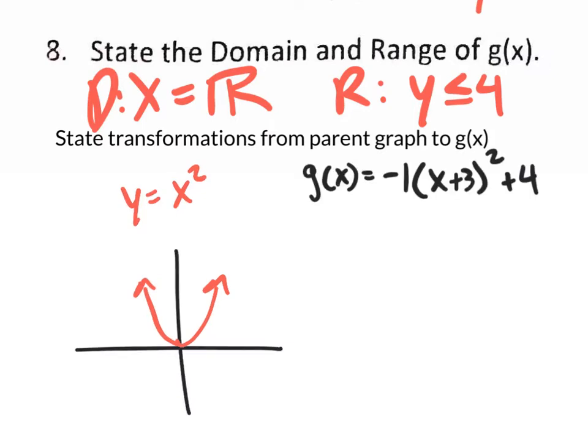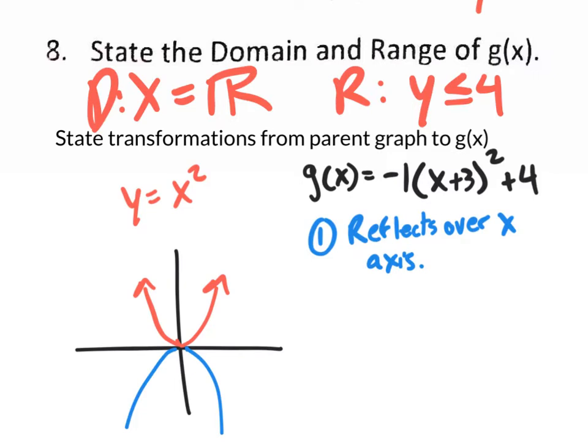So here's our g of x function. What transformations does this go through? Well, first you look at the a value. That negative 1, what does it do to this parent graph? It reflects. It makes it open down. It reflects it over the x-axis. That's your first transformation that you want to describe: reflects over the x-axis. And then after that, we have an h and k shift.